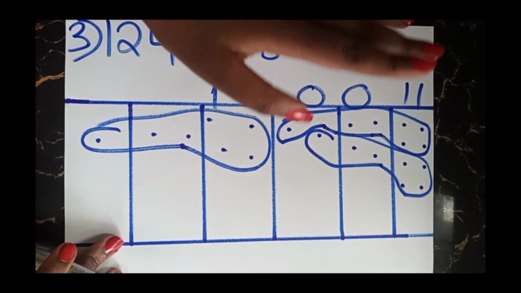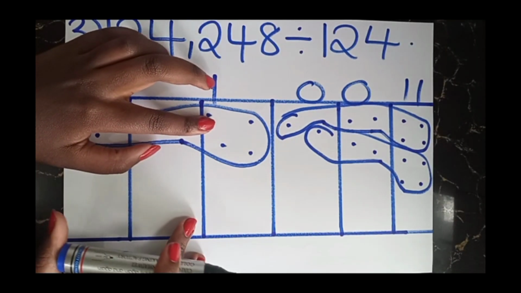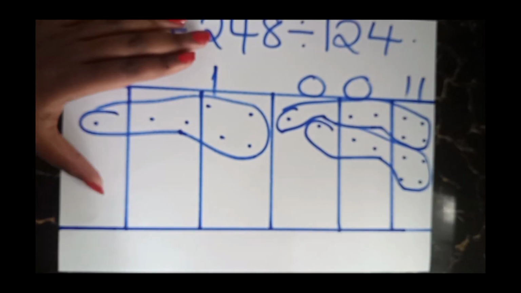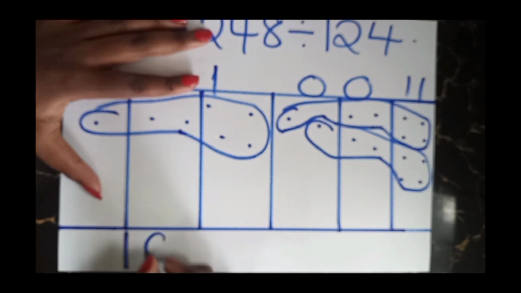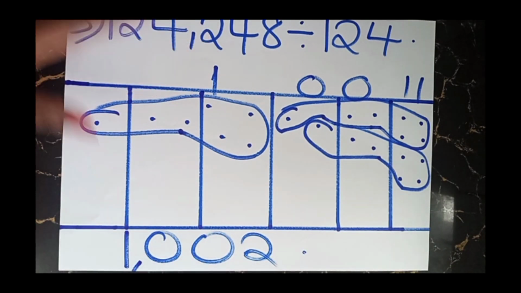Okay, so that means that this is basically our answer. So we have one group of 124 here. We don't have any groups here, but we have 2 groups here. So that means that our answer will be 1002. Okay, so the answer to this question is 1002. Are we together? Yes.